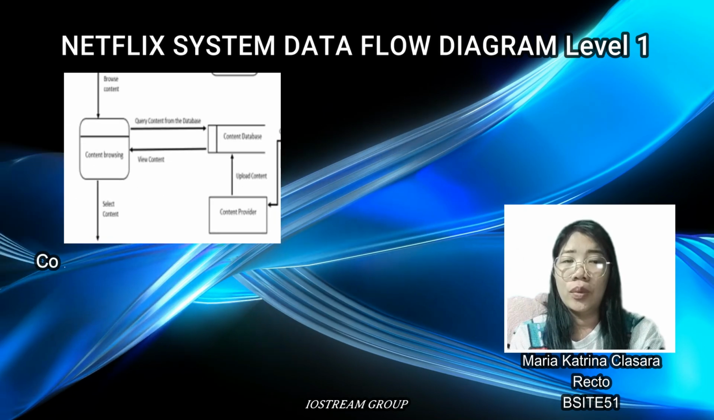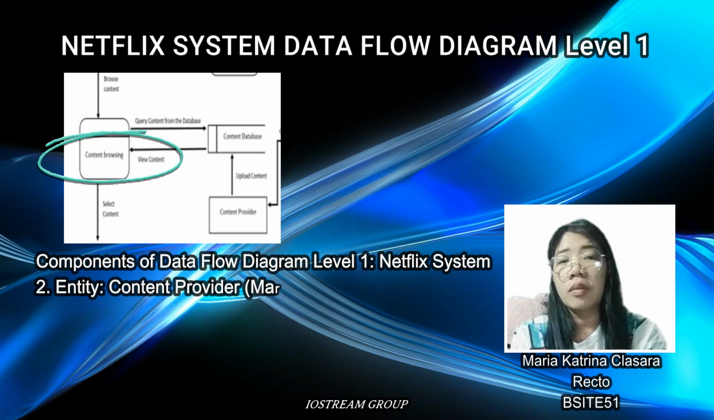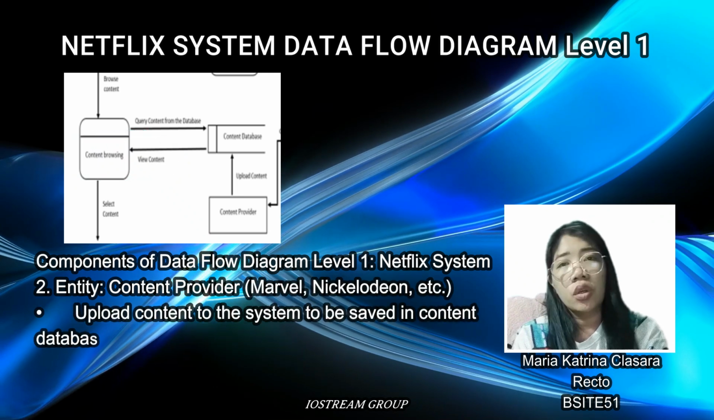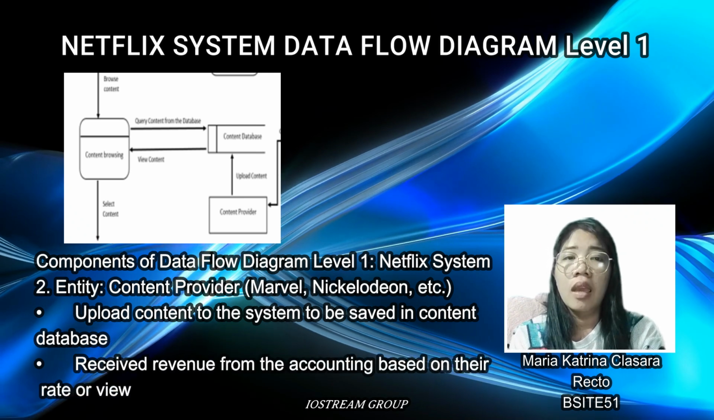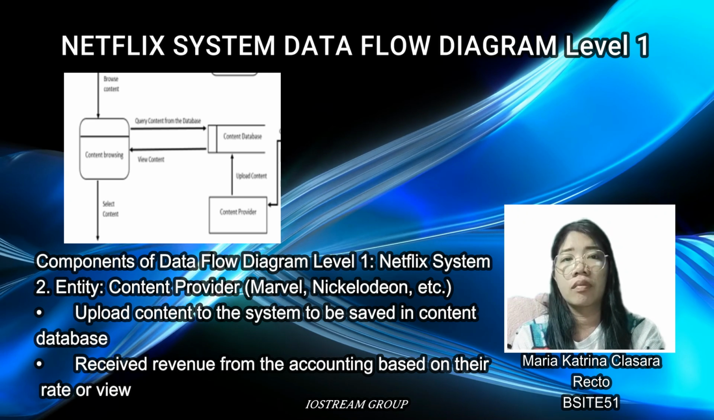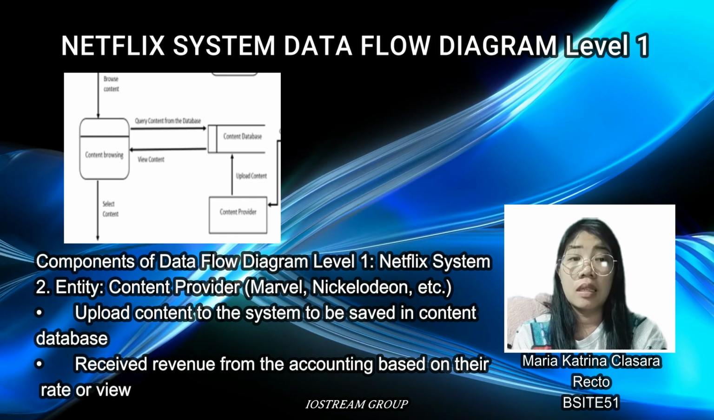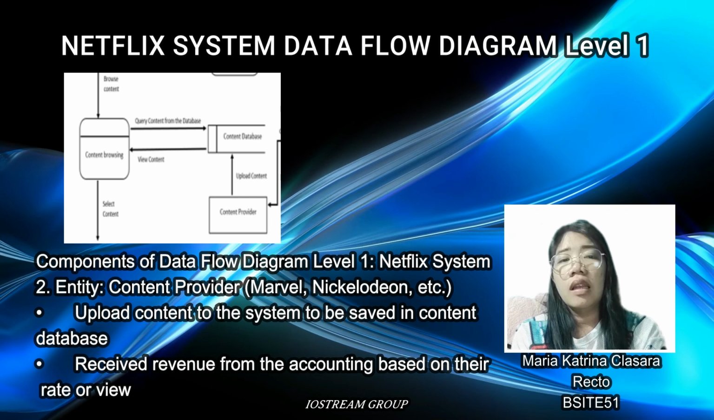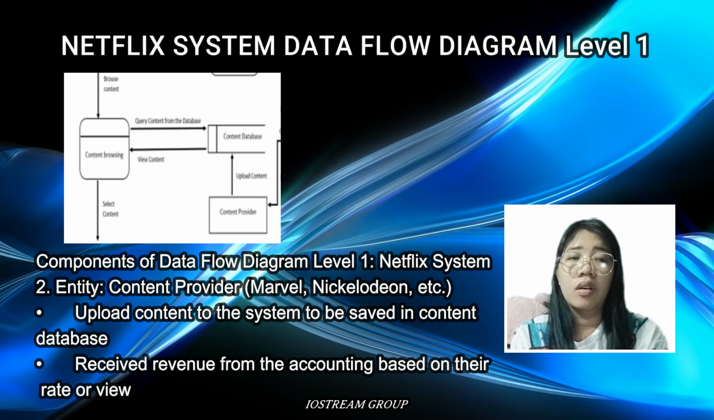And number 2, the entity content provider. The role of the content provider is supplying media like movies, TV shows, etc. to the Netflix platform. They could be major studios or independent creators. Then the next one is processes. Upload the content to the system to be saved in the content database. Then the next one is receiving revenue from accounting based on their rate or view count.